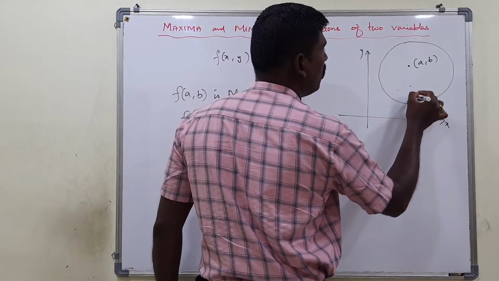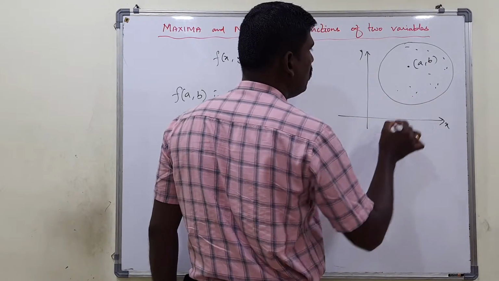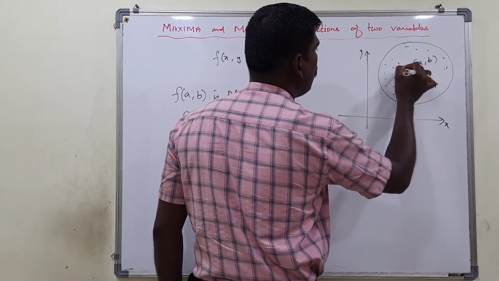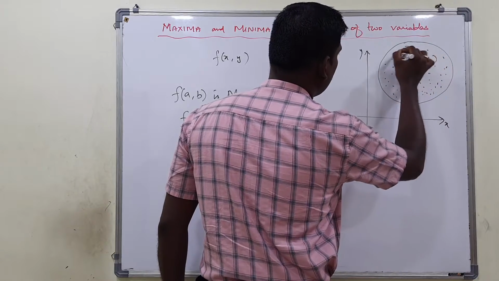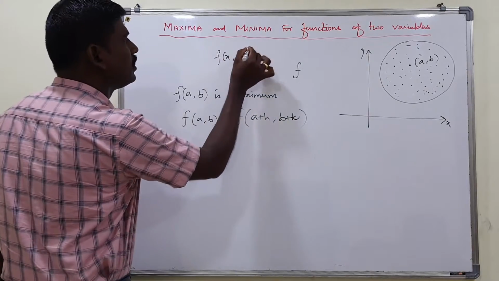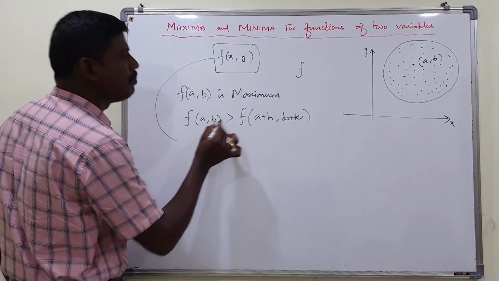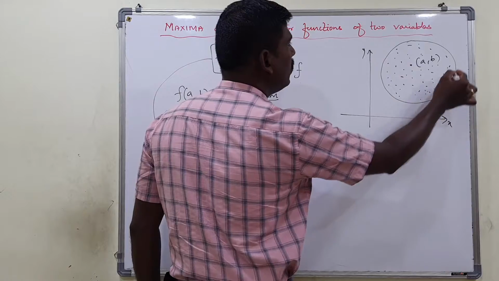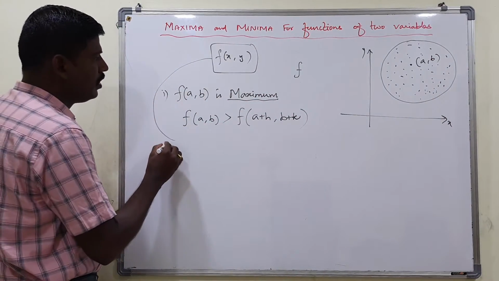So this is the neighborhood of a comma b. So lots of points inside the neighborhood, right? So f takes values at all these points, isn't it? But the value taken by the function f of x comma y at the point a comma b is always maximum compared to all the points inside the neighborhood of a comma b. That's all, right?